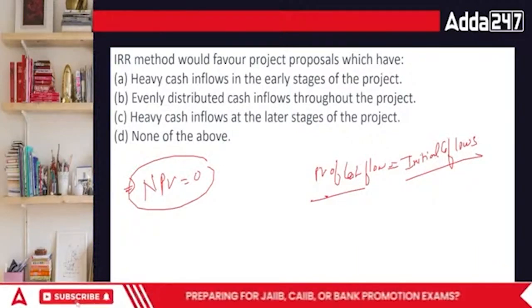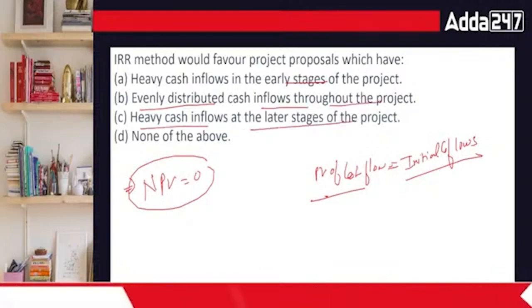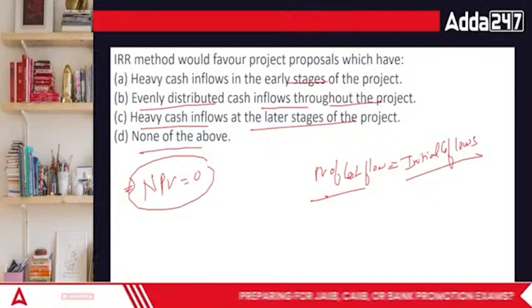So in this case, heavy cash inflows in the early stages, evenly distributed cash inflows throughout the project, heavy cash inflows at the later stages, or none of the above. What's going to be the answer, everyone?